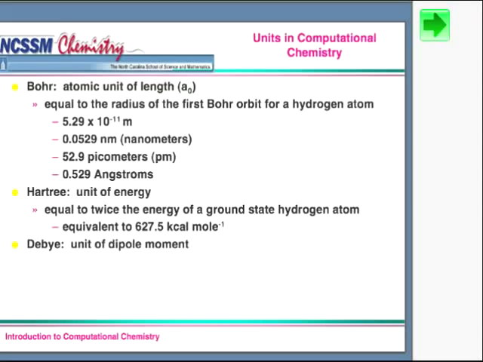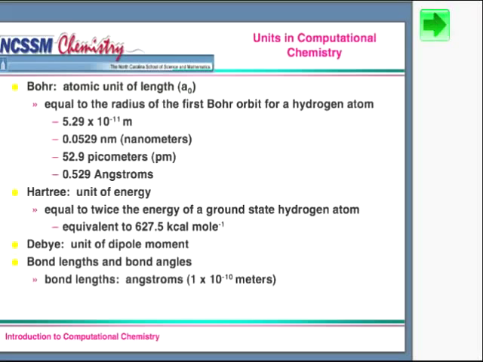We've encountered a little bit, but not very much, the unit of dipole moment or polarity. It's called a debye. You've experienced a little bit of bond lengths and bond angles. Bond lengths are usually measured in units of angstroms, and bond angles, of course, in units of degrees. Again, we measure bond lengths in angstroms, which is 1 times 10 to the minus 10 meters. Again, a very, very small number.